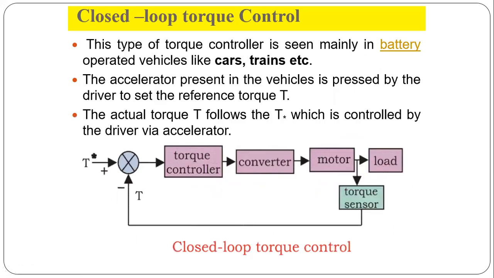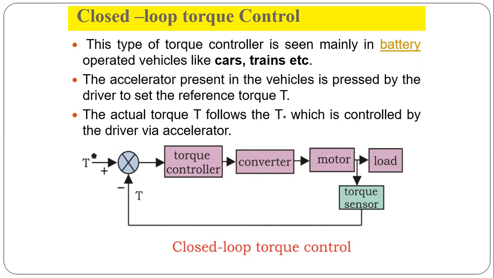Now we are discussing closed loop torque control. This is another system for closed loop control of DC motor drives. This type of torque controller is seen mainly in battery operated vehicles like car and train, where it is applicable.